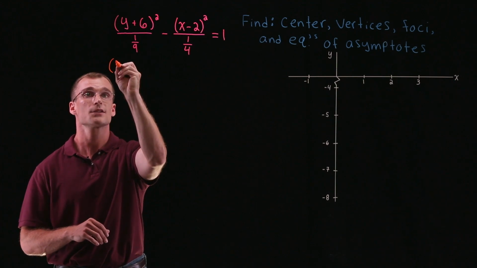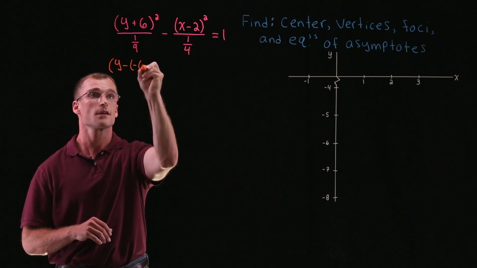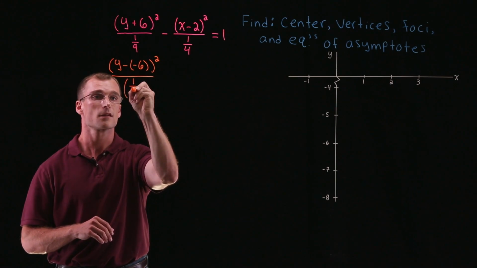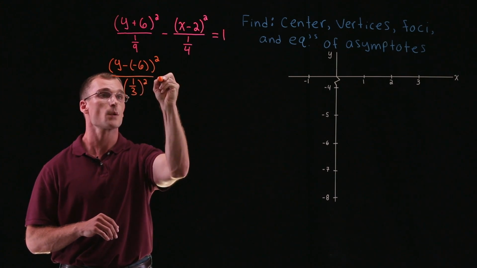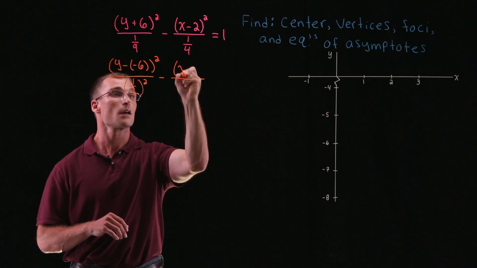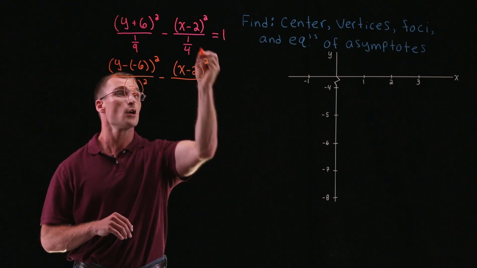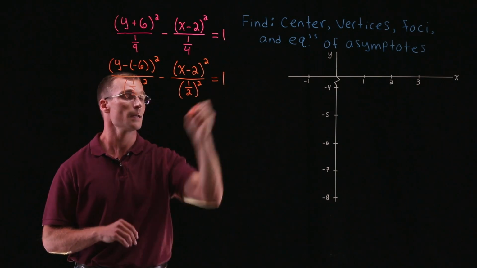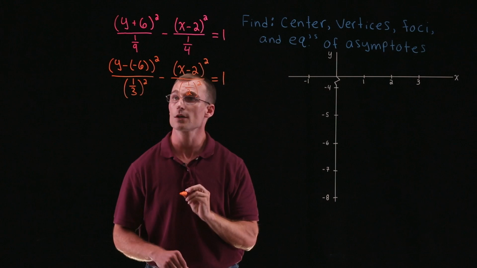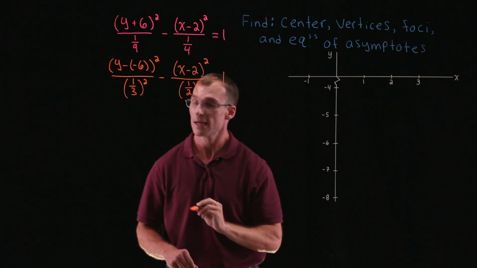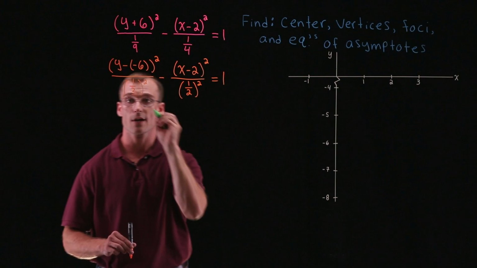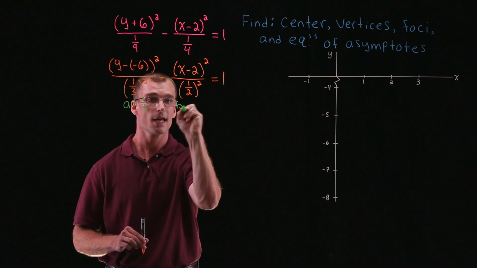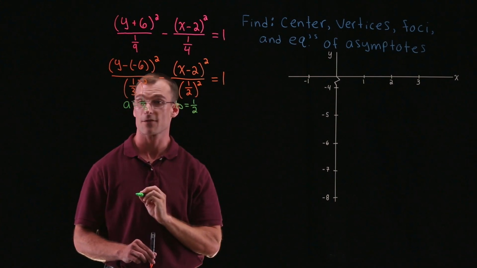We'll have, instead of y plus 6, y minus negative 6 quantity squared over 1/9, which we can write as (1/3) squared, minus (x minus 2) squared over 1/4, which we can write as (1/2) squared, and that's equal to 1. All right, so taking a look at that, we have our k, we have our h, and we even have our a and b. So a is 1/3, and b is 1/2.